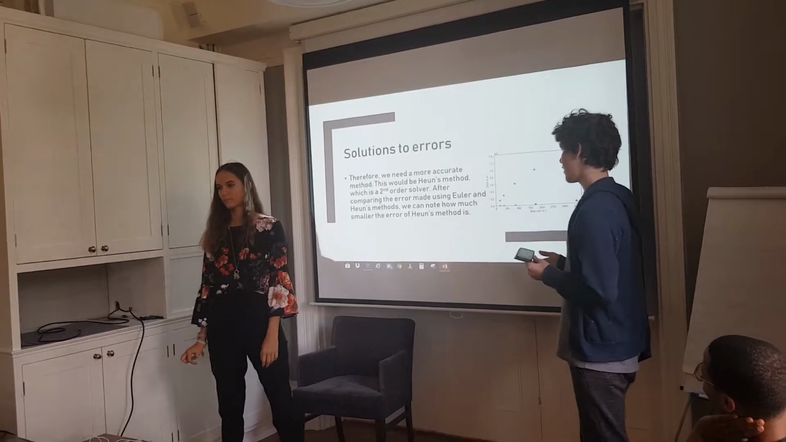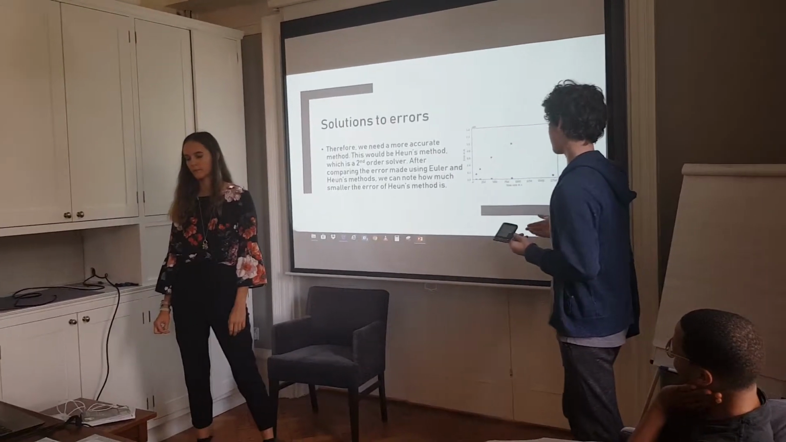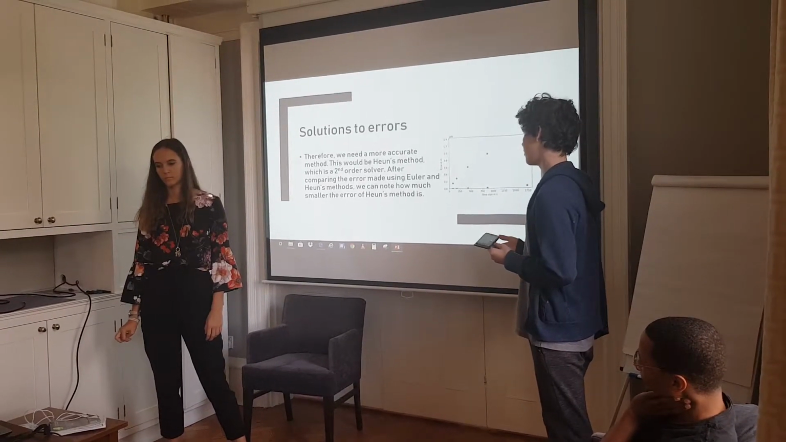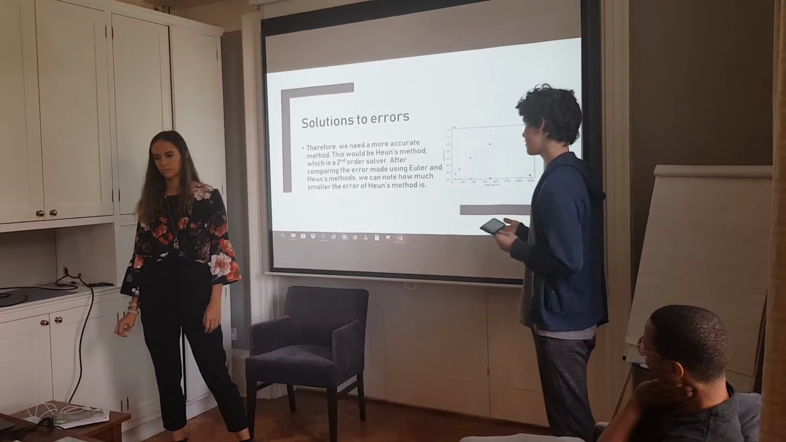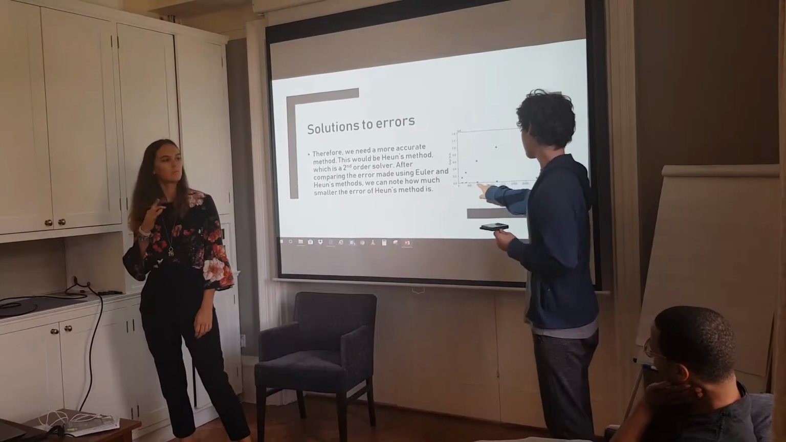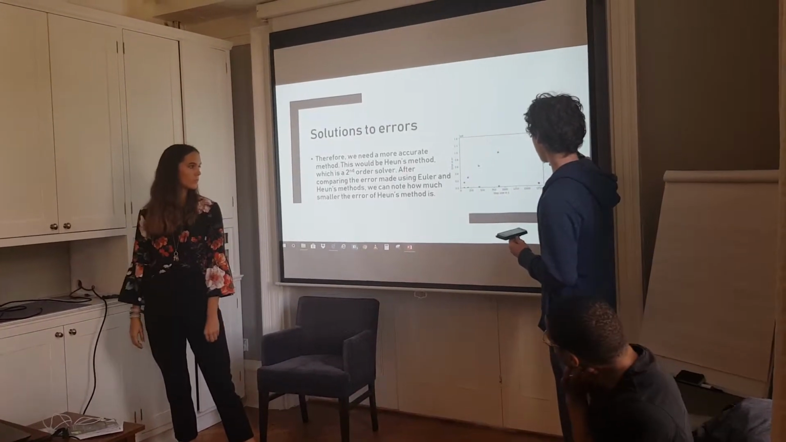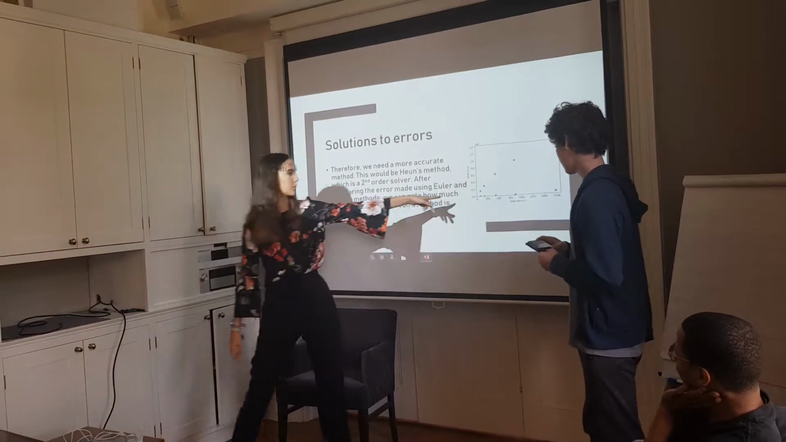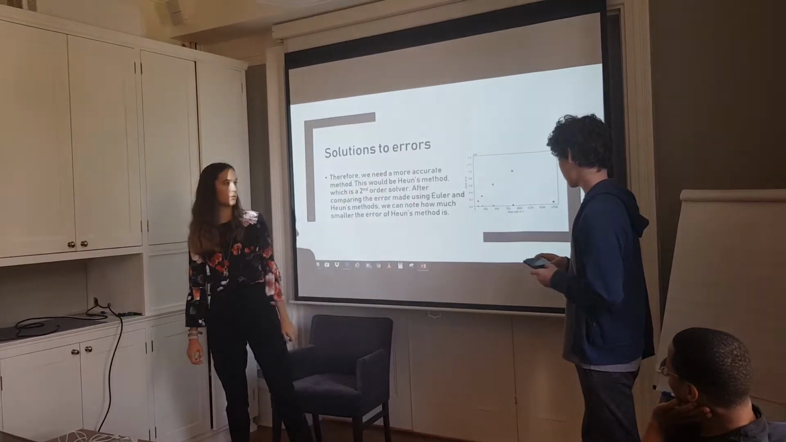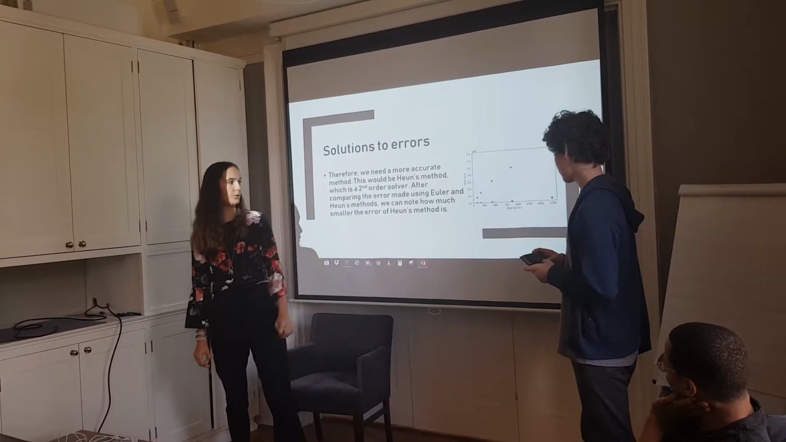We need to use a more accurate method to account for the errors in Euler's method, as seen in green on this graph. Another method used is Hughes' method, which effectively uses Euler's method to calculate an average. As you can see, this cancels out the majority of the error in Euler's method. So this is Hughes' method and this is Euler's method. Notice how large the difference between the errors is, even at a huge step size.